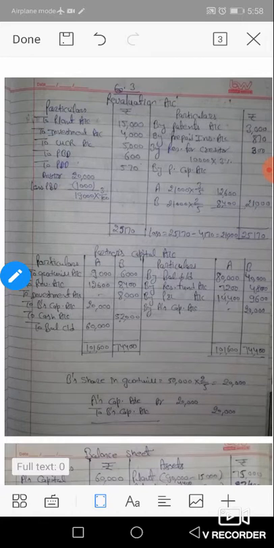But if we want to calculate the ratio, then both denominators need to be equal. So first of all, A's share 1 upon 2 multiply by 3 and B's share 1 upon 3 multiply by 2. So this is 3 upon 6 and 2 upon 6, and the P and L ratio is 3 is to 2. Both denominators are equal.